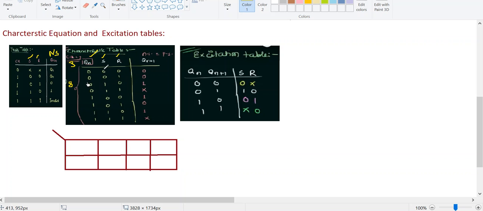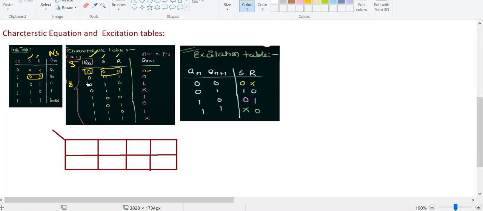Now let me check my first case: S is 0, R is 0. The characteristic table comes out from the truth table. When S is equal to 0 and R is equal to 0, I am representing with yellow color, my output is Qn. What is Qn here? That Qn, shown in yellow, I am representing as 0. Therefore, I am getting 0 as it is here.